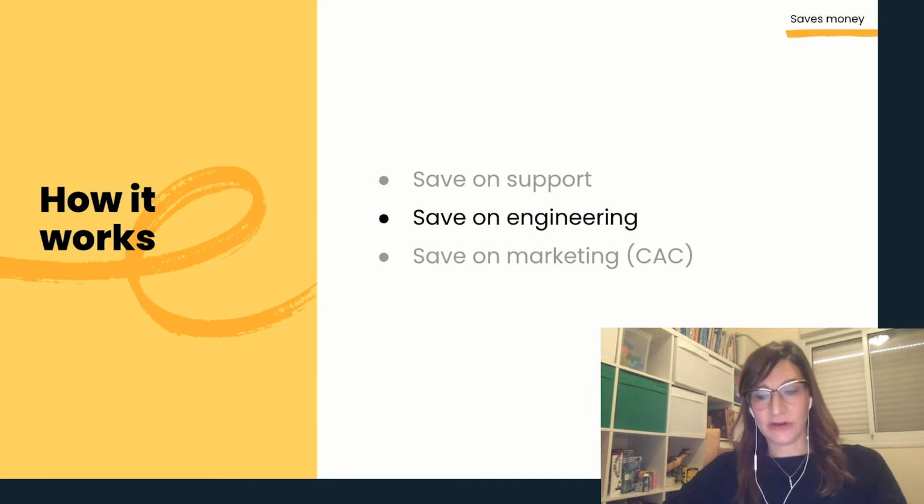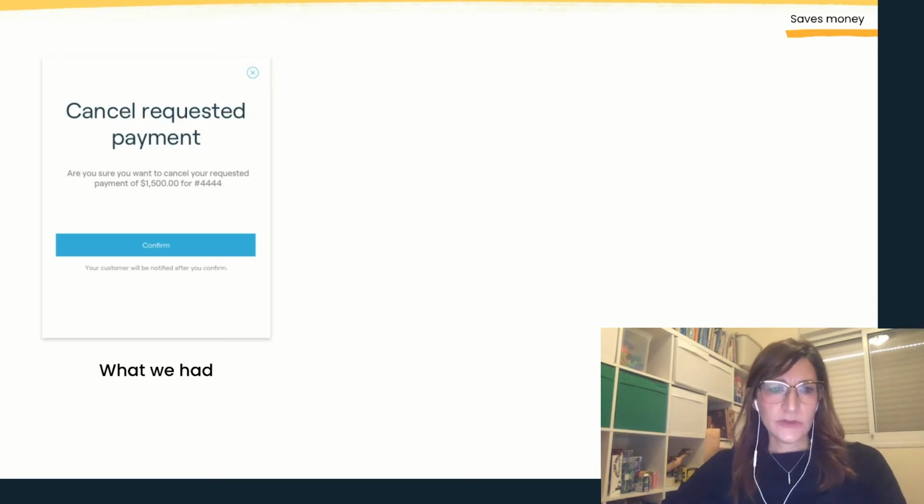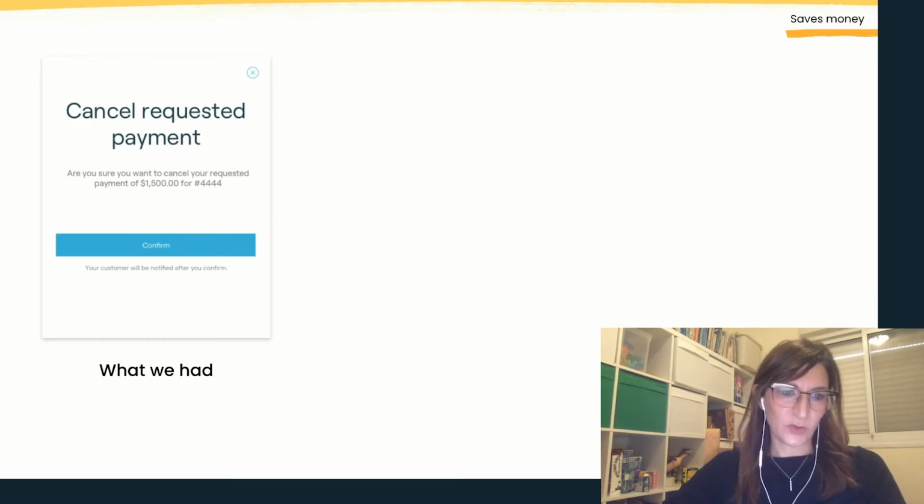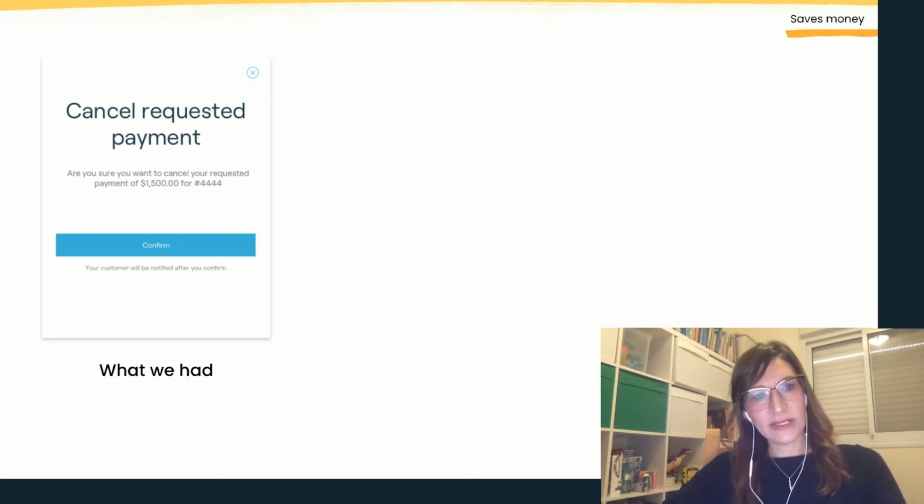We also save on engineering, and I would say that this is probably where I personally am able to lower the company's costs the most, is by writing microcopy for our product in a way that decreases the development resources that go into implementing it. So this is actually an example from a product we've since sunsetted, but bear with me, I think it communicates the point well. We had a screen where one business could request payment from another business. And if they needed to cancel that payment, we had a screen that looked like this.